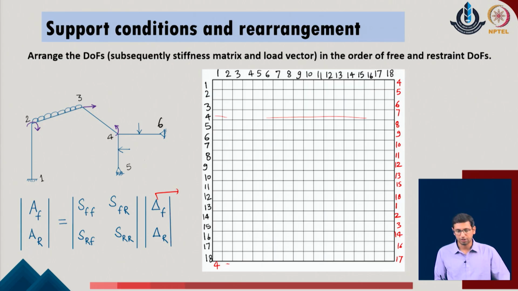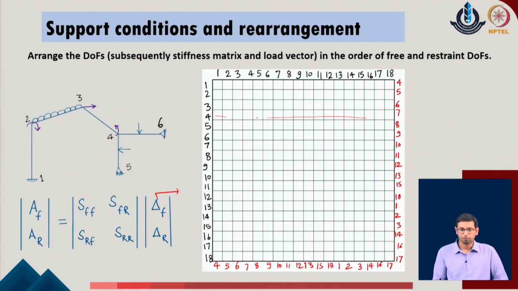I will then bring column number 5, column number 6, 7, 8, 9, 10, 11, 12, then 13 and then 15 in the given part. Then finally, up to 18. So, these are all the columns which are related to the restraint, and then the column numbers which are corresponding to the free degrees of freedom of the given system. So, we get the system in this order.